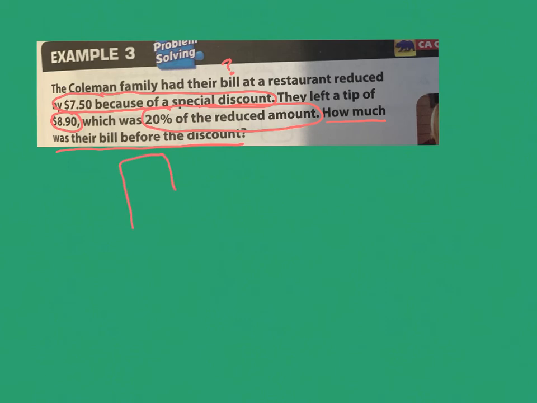So let's make a picture of it. I have the bill for the dinner. I don't know how much it was. It never said. I know that they took $7.50 off of the bill, and I know that my tip was 20% of the amount after they took the discount off. So whatever this is, right? And that amount ended up being $8.90. That was the tip that was left. Okay, so definitely the bill was way more than $8.90.